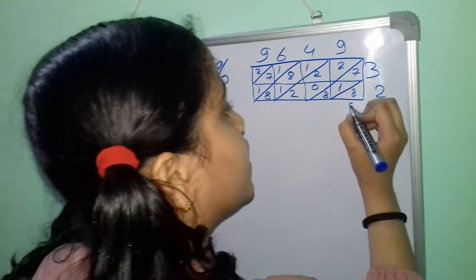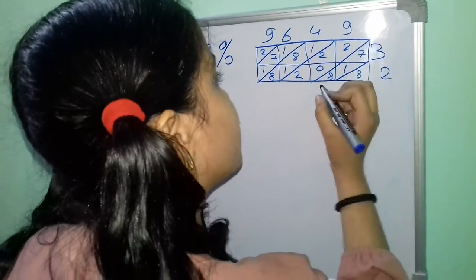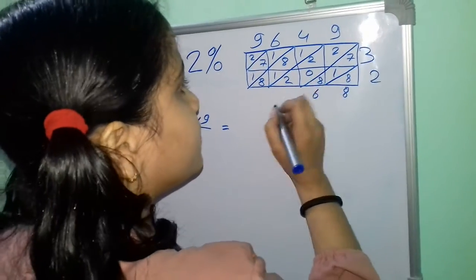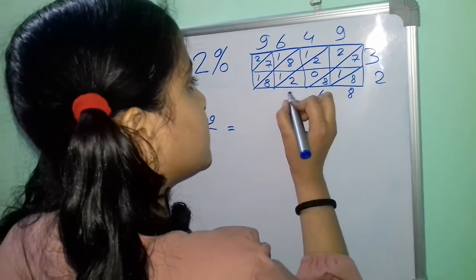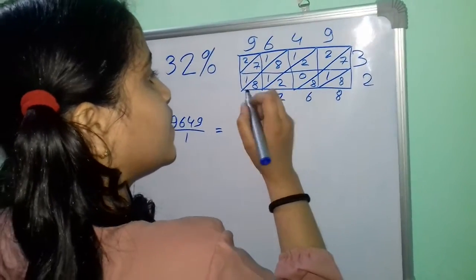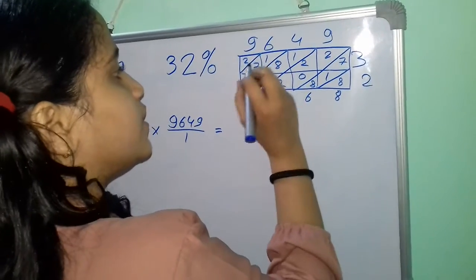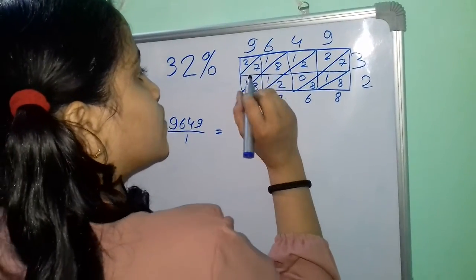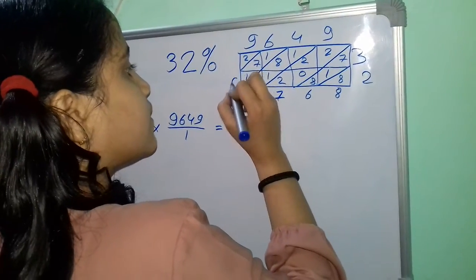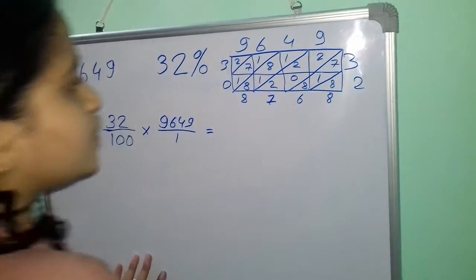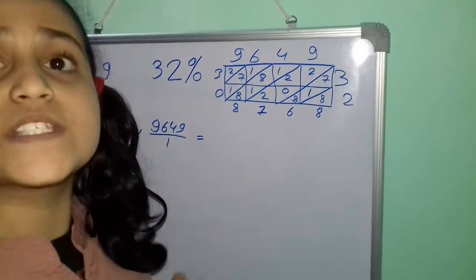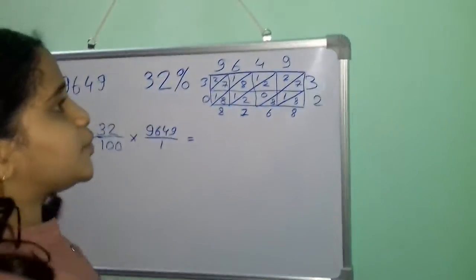So now let's add it. So 8. Now 8 plus 1 plus 7 equal to 16. Now 1 carry. So 2 plus 2 plus 2 plus 1, 7. Now 8 plus 1 plus 1 plus 8, 18. Now 1 carry here. So 7 plus 1 plus 1 plus 1. Now one carry here. So the answer is 308768. To know how to use the lattice method, you have to see our video made on the lattice method.